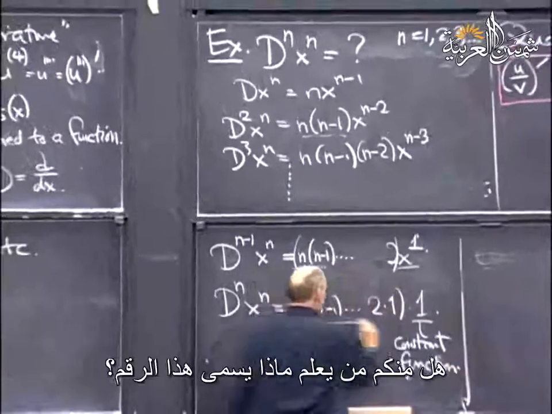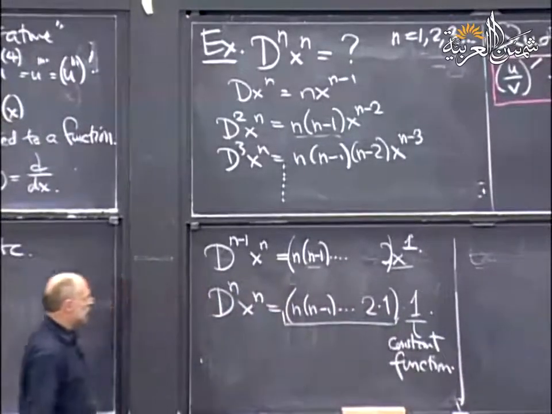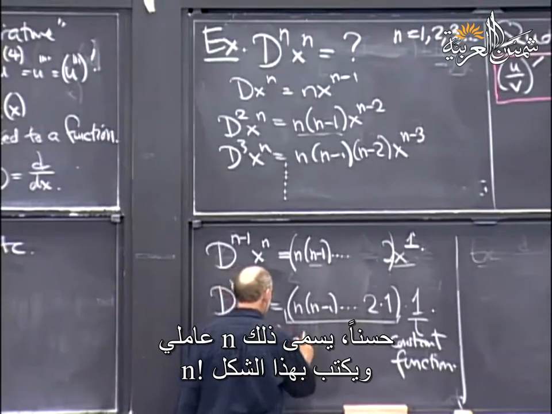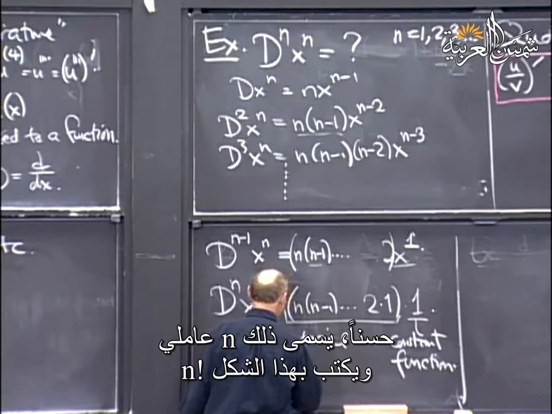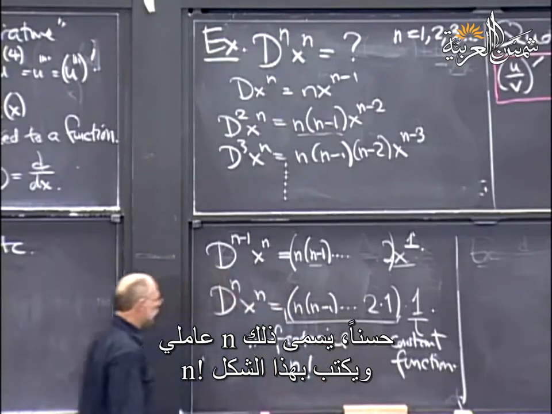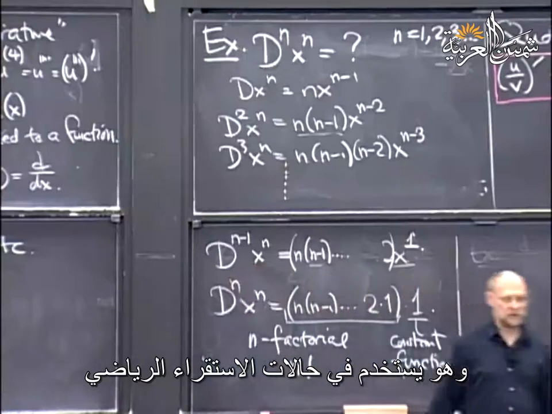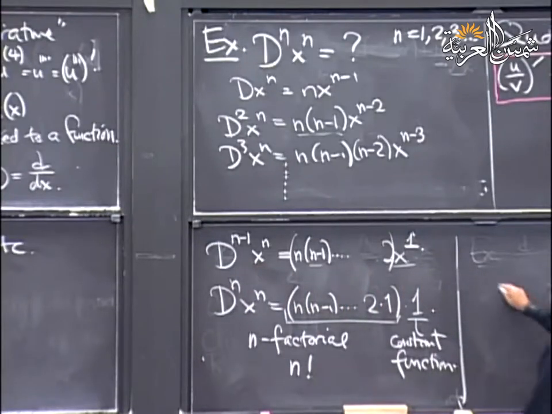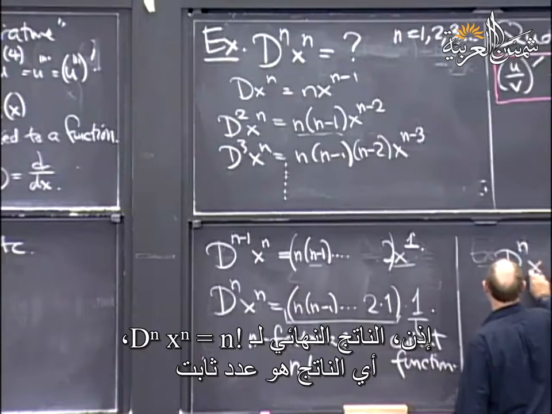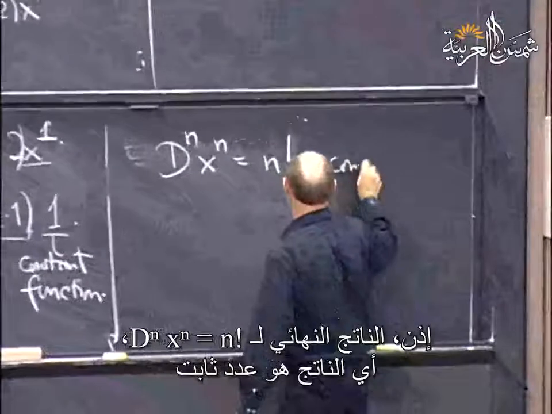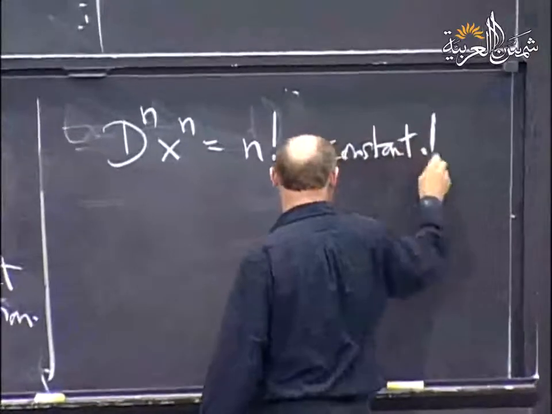Does anyone know what this number is called? That has a name. It's called n factorial, and it's written n exclamation point. And we've just used an example of mathematical induction. So the end result is D to the n of x to the n is the constant n factorial.